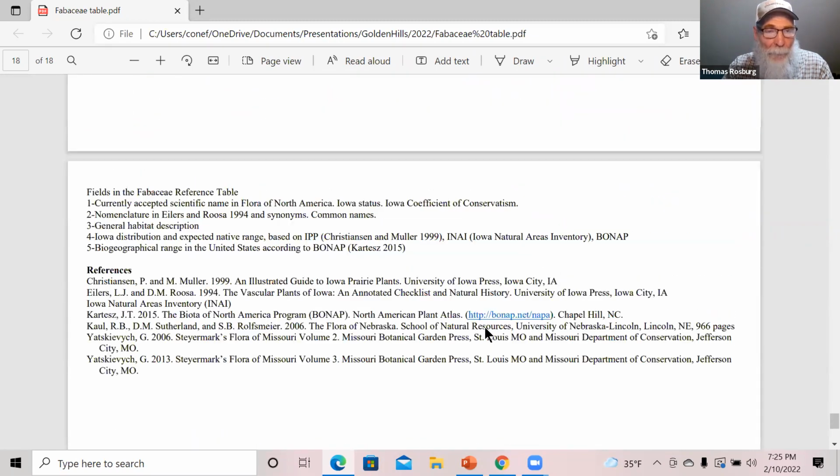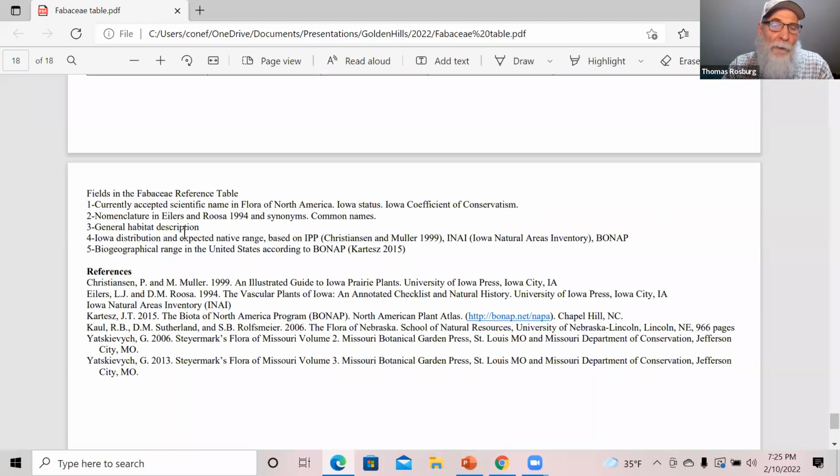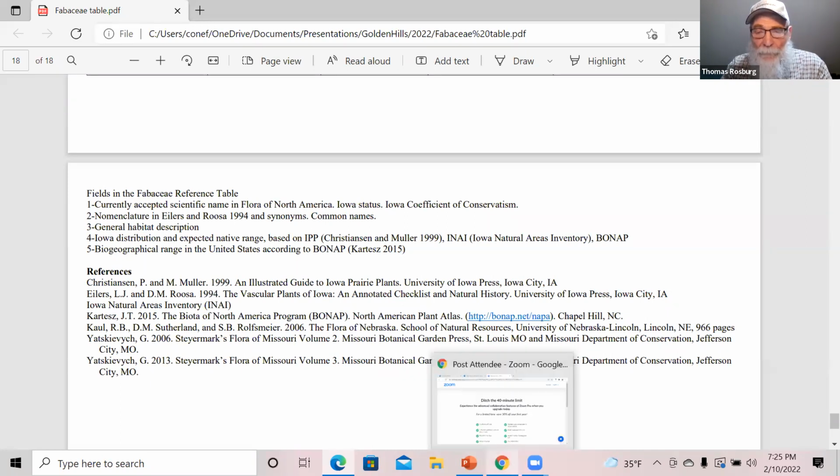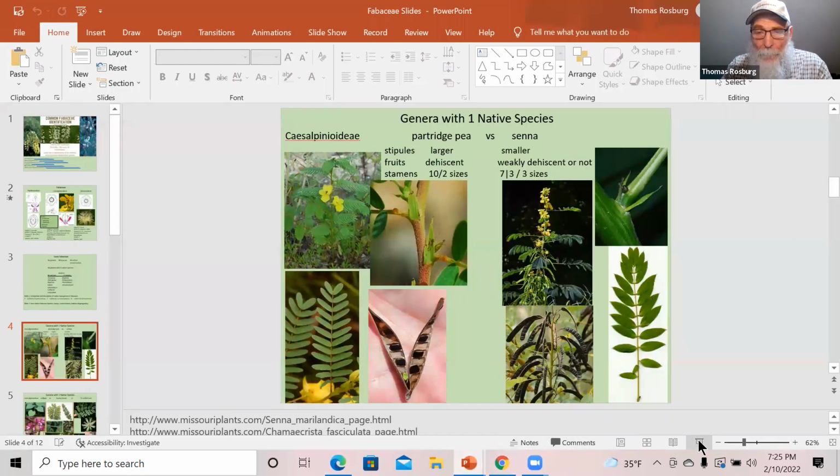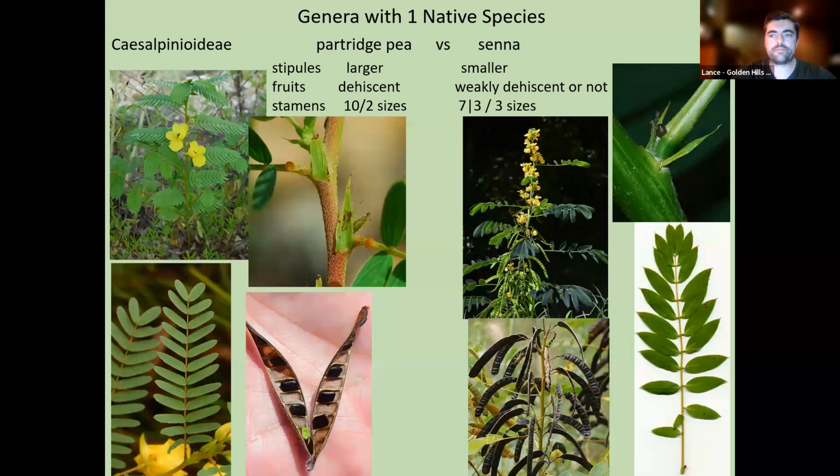That's a long table. There we go. And so again, if you forget what I said, the fields, the columns basically are listed right here. All right, are there any questions? All right, I don't see any in the chat.